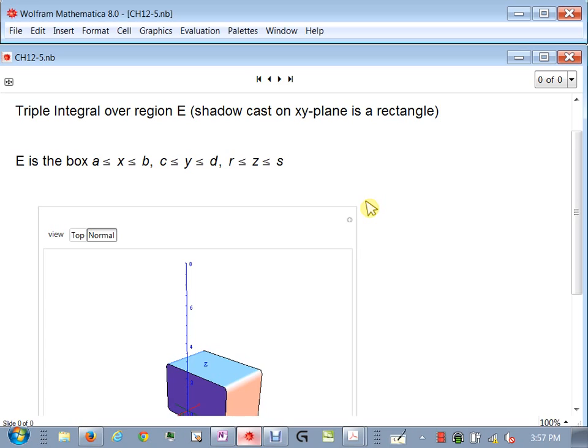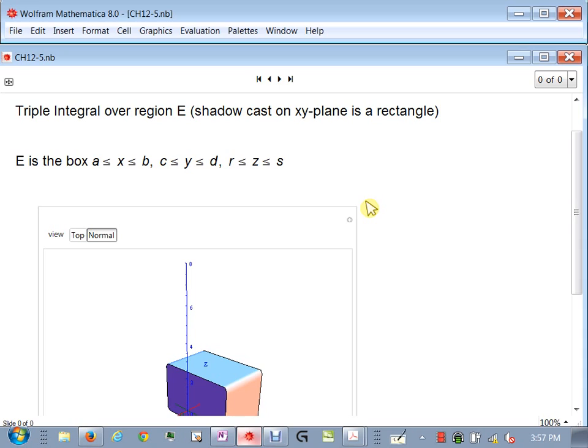Our domain has always been on the ground, right? And then we've had some surface hovering above, and we've been talking about volume under that surface. But we've needed 2 dimensions for our domain, and we've needed that 3rd dimension for the surface, and then the volume made sense. Now, a triple integral, your domain is 3-dimensional, and your surface lives in a 4th dimension, which we can't see, right?